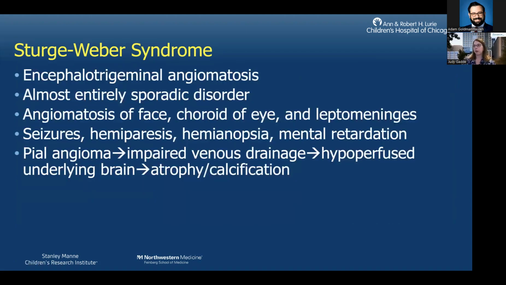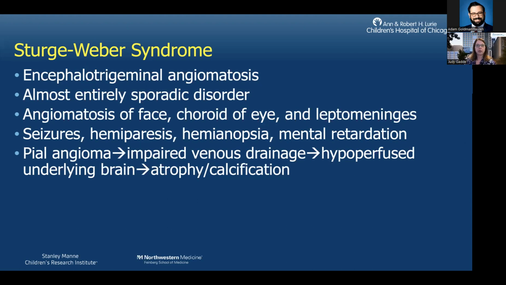And then also we have Sturge-Weber Syndrome. So I know this is a mouthful, but I like to tell our trainees that it's more important to know what actually is Sturge-Weber Syndrome, since not everyone loves eponyms and it's hard to remember, but it's actually encephalotrigeminal angiomatosis. I feel like if you know that, then you understand what's happening.